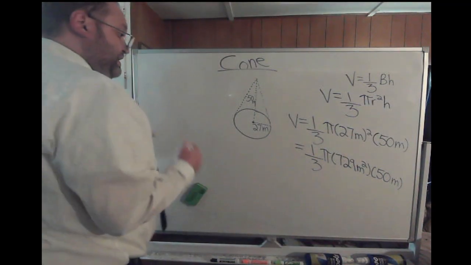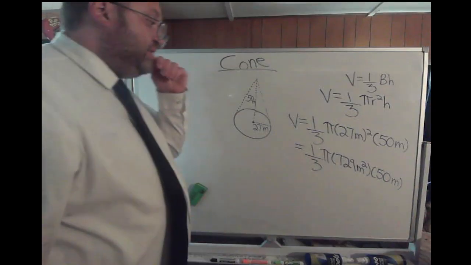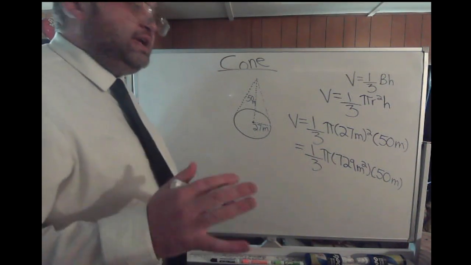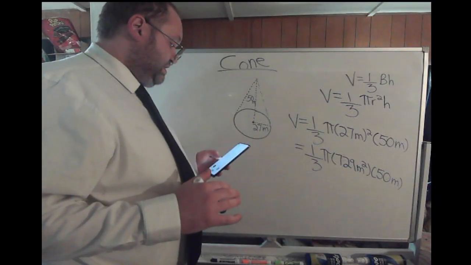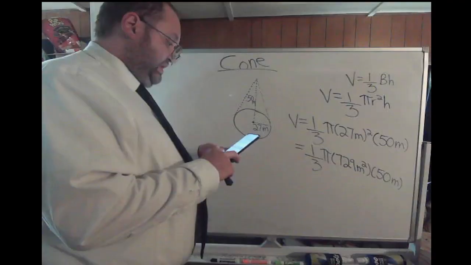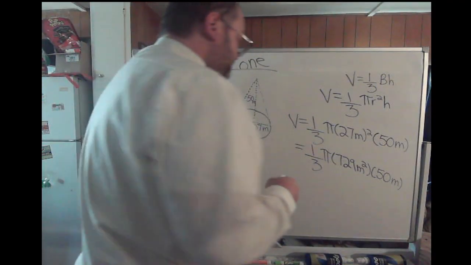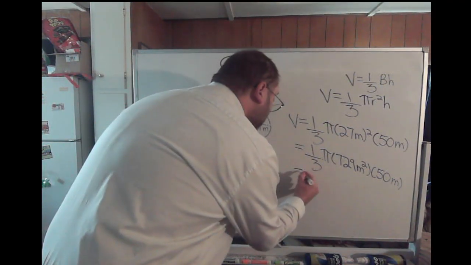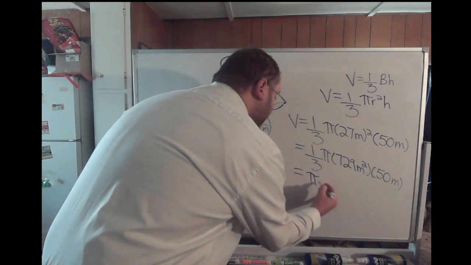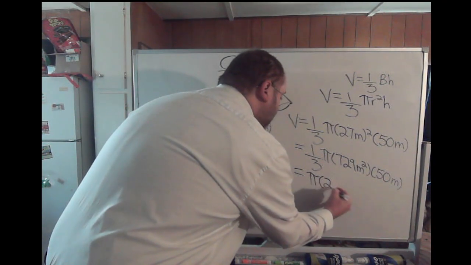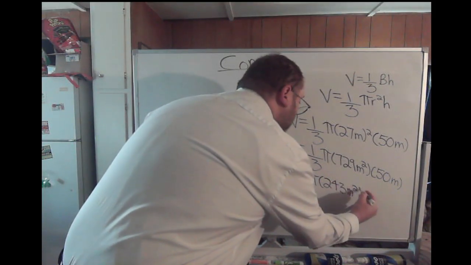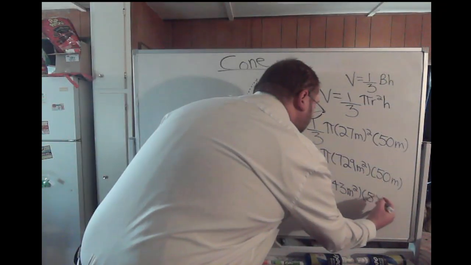Well, let's see. I can pull that commutative property of multiplication trick again. I can do 1/3 times 729. I can get rid of that 1/3 altogether. Let's find 729 divided by 3. That'd be 243. So 1/3 times 729, you would have 243. I still have that pi, but I would have 243 square meters times that height of 50 meters.